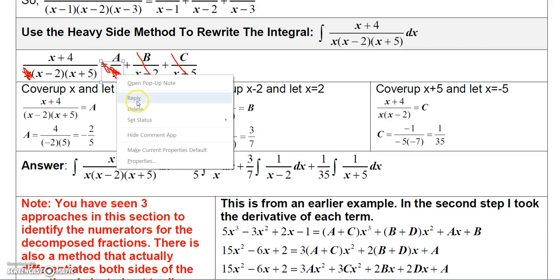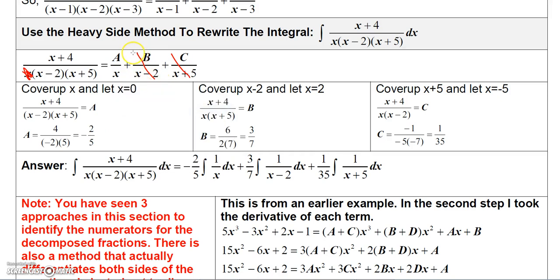And then if you cover up the x minus 2 and let x equal 2, so you'd cover up the x minus 2's here and then let x equal 2, and it would get rid of these two. And then if x is 2, you'll have 6 over 2 times 7. So 6 over 14 reduces to 3/7.